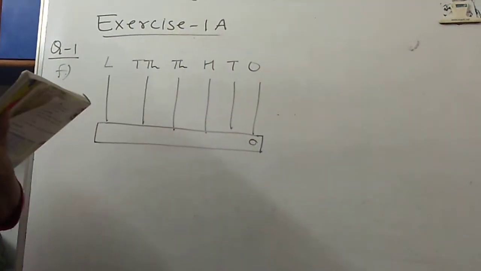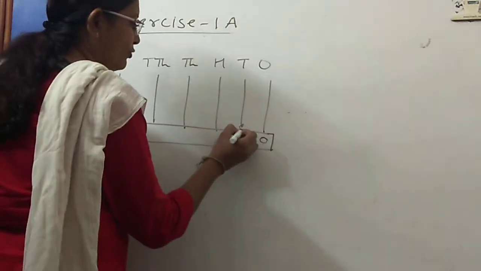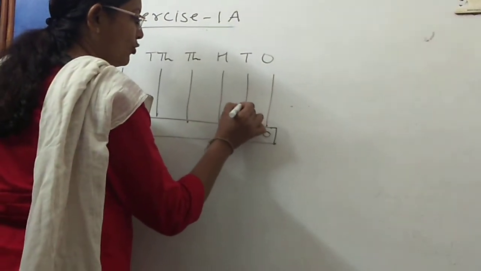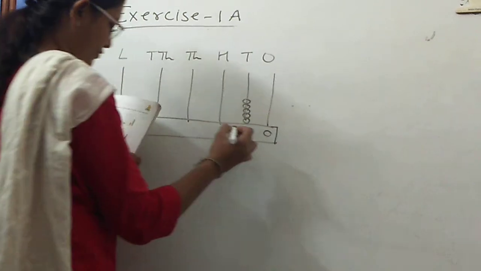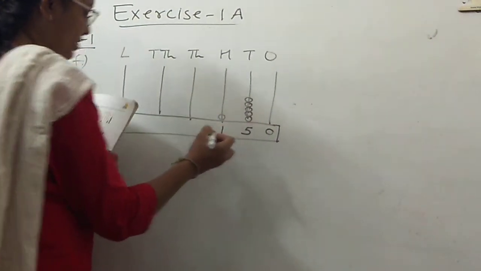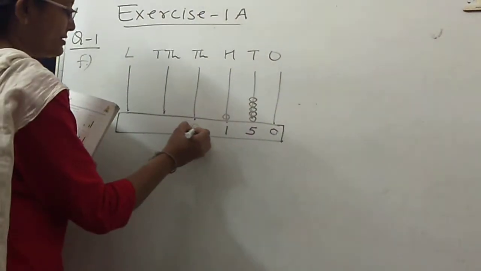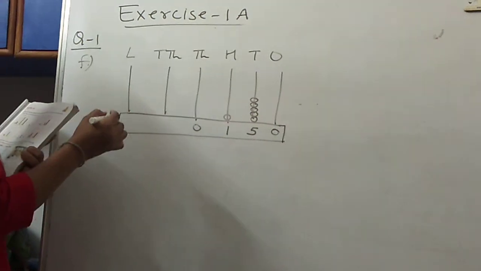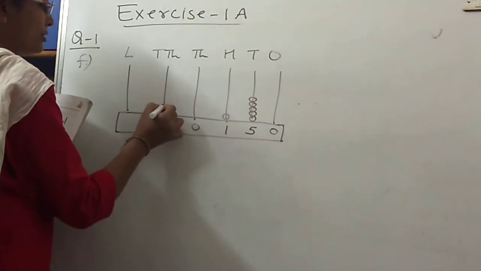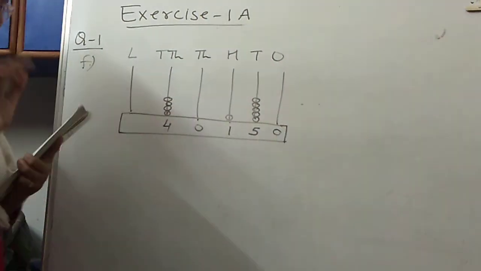At the tens place, they have given 1, 2, 3, 4 and 5 beads, so you will write 5 here. At the 100 place, 1 bead is given, so you will write 1. At the thousands place again nothing is given, so we will write 0. And at the 10,000 place they have given 1, 2, 3, 4, so 4 beads are given, so you will write 4.